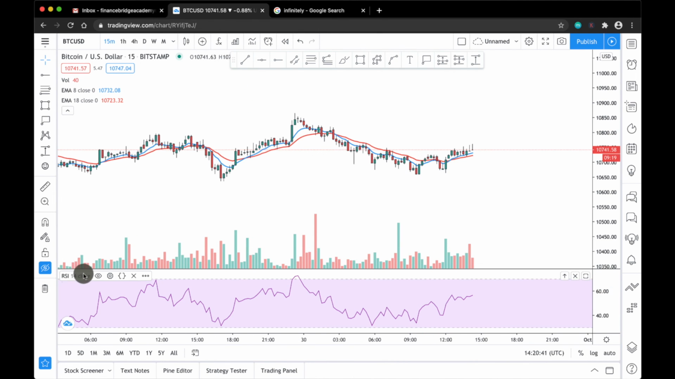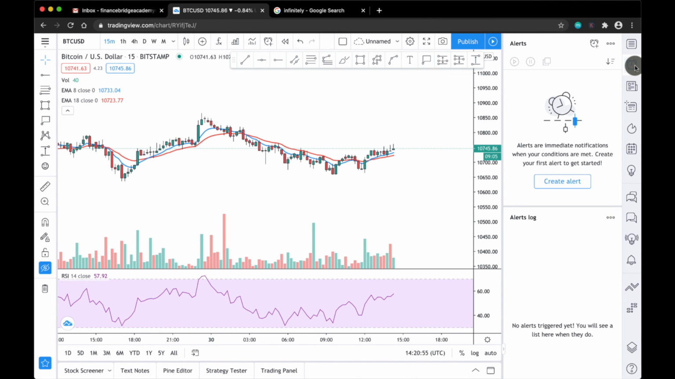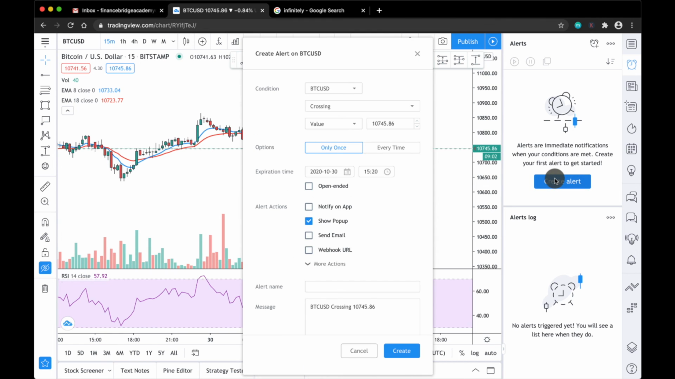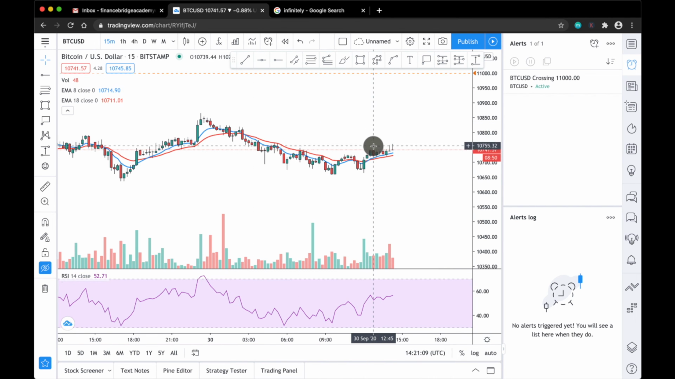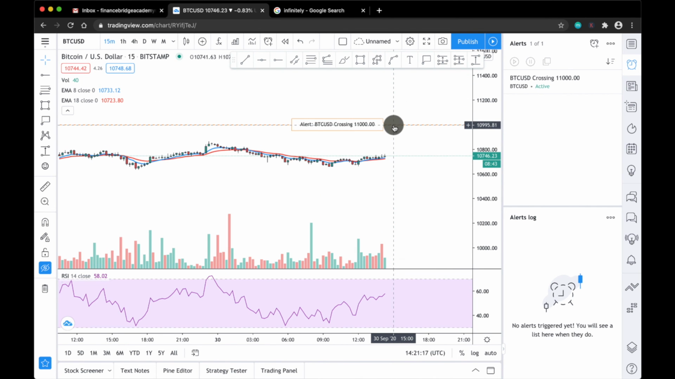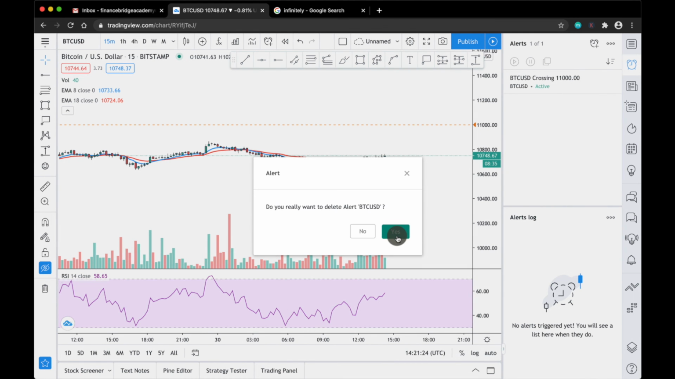So for the RSI, just leave it as the default setting. That's the 14-day moving average RSI settings. So leave it as it is. You can set alerts too. You can create alerts, so you can say when BTC crosses 11,000, TradingView should let you know. Do you understand? Then the alert is there. So once it crosses 11,000 or once it's above 11,000, it's going to let you know. Do you understand? So let's delete the alert.